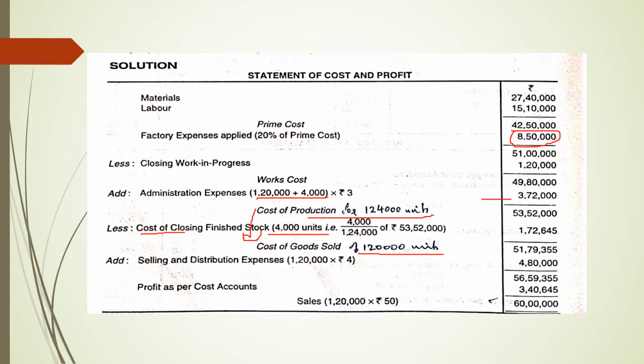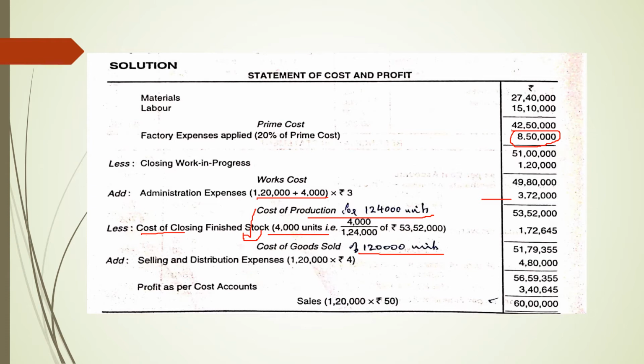I once again repeat that in order to determine the cost of goods sold of 1,20,000 units, we have to deduct the cost of the 4,000 units of closing stock from the total cost of production. That is to be calculated here. We see that 53 lakh 52,000 is the total cost of 1 lakh 24,000 units.